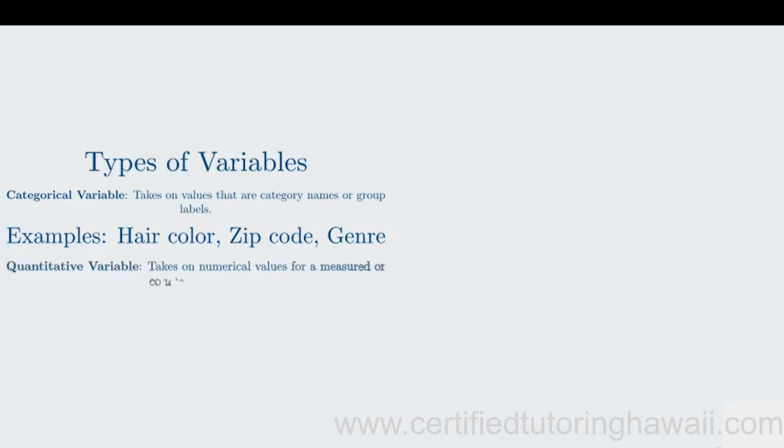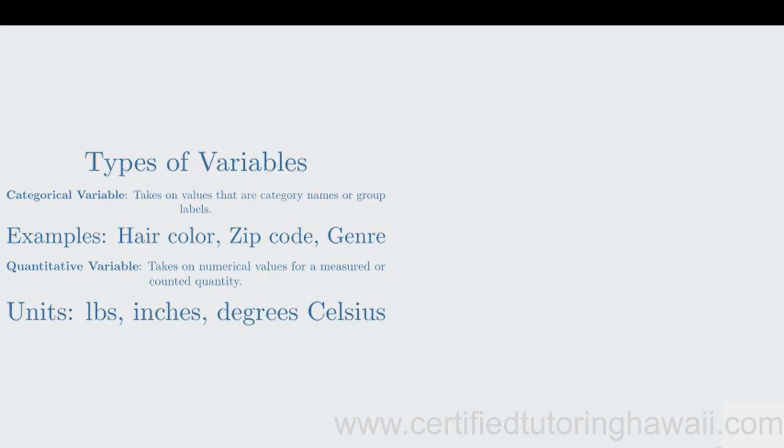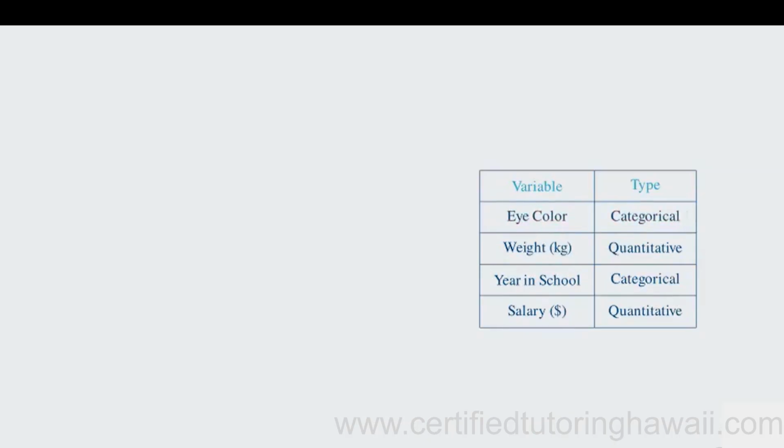Quantitative variables, or numerical variables, involve quantities where it makes sense to find an average. These usually have units of measure, like pounds, inches, or degrees Celsius. Let's look at this table to see the distinction. Notice the distinction. We don't average eye color, but we can certainly average weight. We've met our objective of distinguishing between these two primary types.